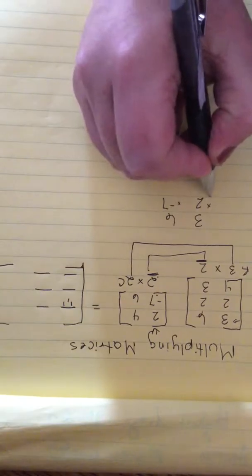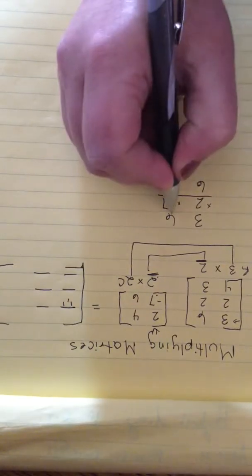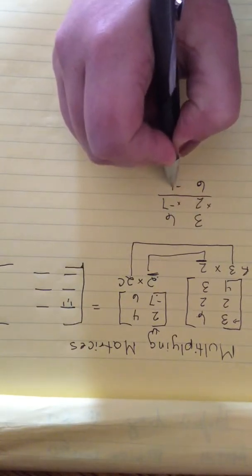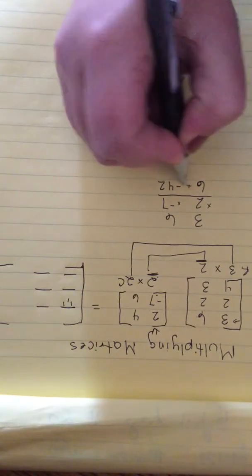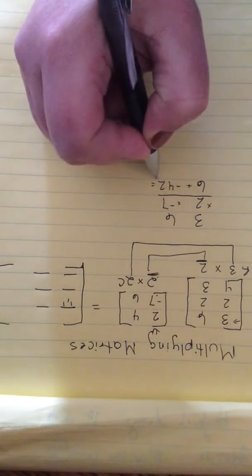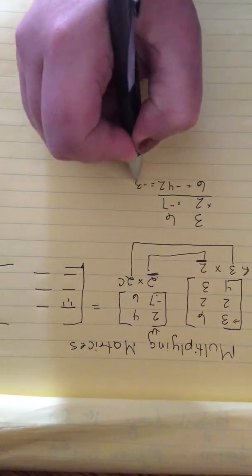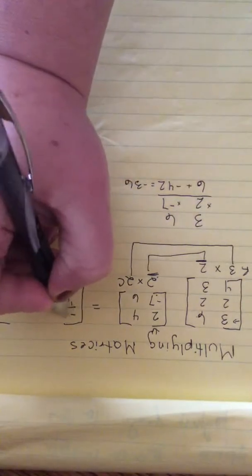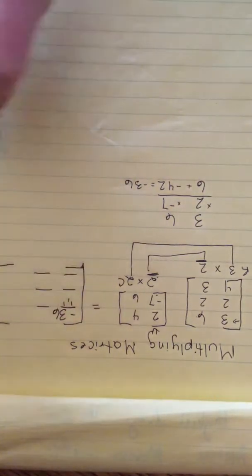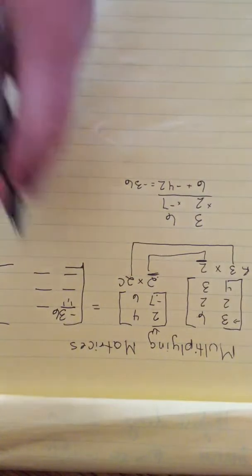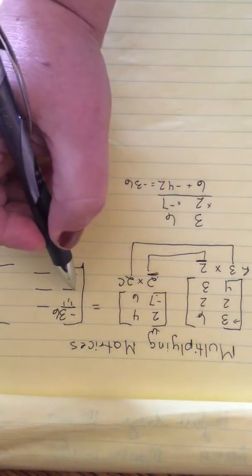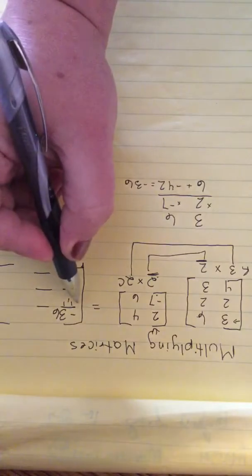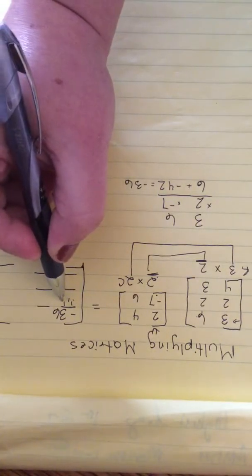So 3 times 2 is 6. 6 times negative 7 is negative 42. I'm going to add those together. 6 and negative 42 is negative 36, and that's the answer for the first element of my answer matrix. That is the product and sum of the first row with the first column.